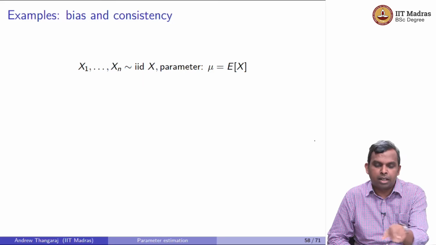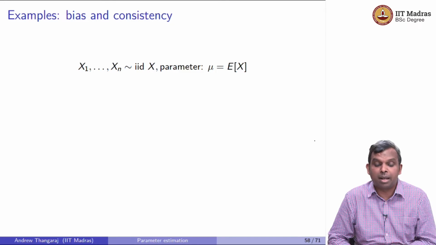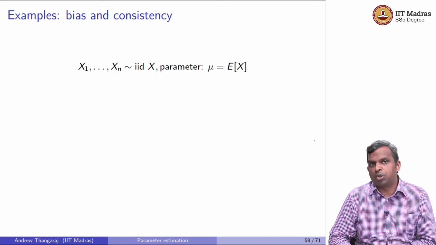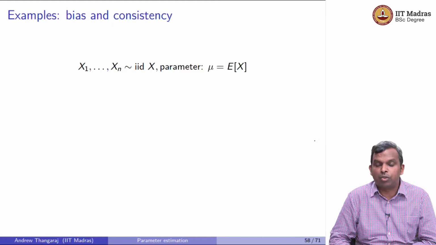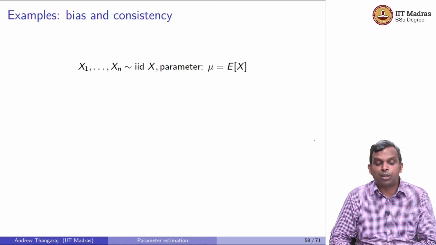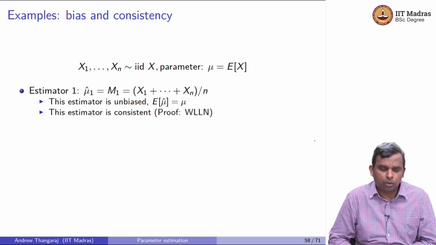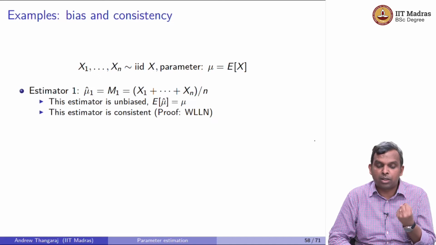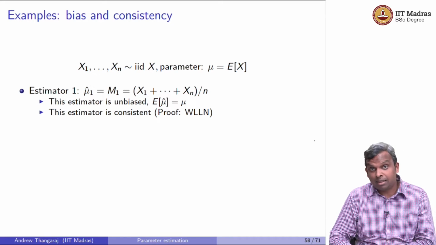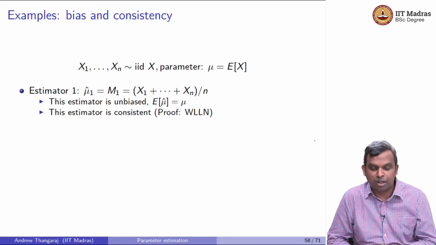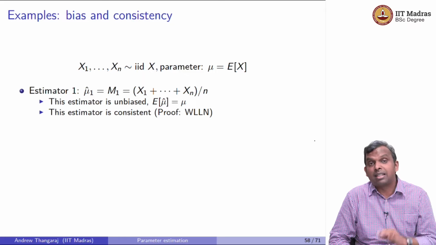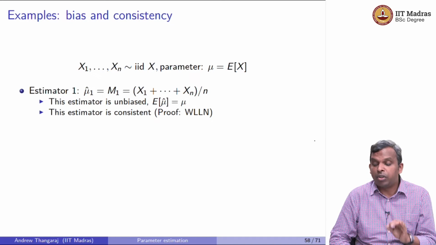Let's look at bias and consistency through an example. Here is the situation. I'm looking at IID samples according to some distribution, and there's a parameter that I'm interested in. It's the mean of the distribution, the expected value of X, mean mu is my parameter of interest. One estimator I can think of is M1, this X1 plus X2 plus ... plus Xn divided by n, the sample mean. This estimator is unbiased. We know that if you take the expected value, it becomes equal to mu. You can prove that quite easily. And this estimator is consistent, and the proof is simply the weak law of large numbers.